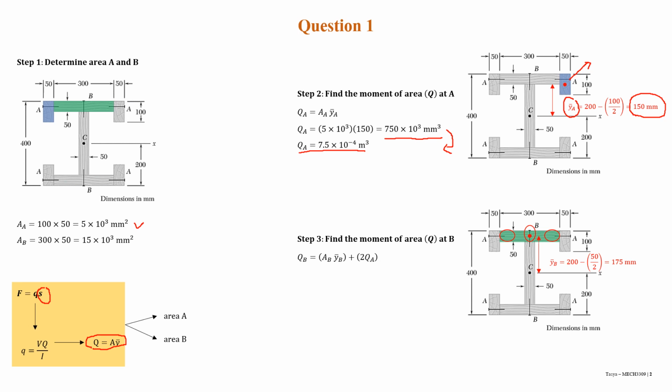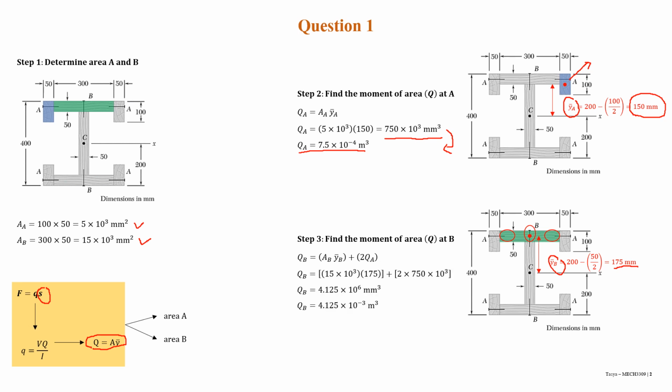Once again, since the area of B is known, we just need to find the YB. Same as the previous method, we need to find the distance from the initial axis to the centroid of area B, which is right in the middle of beam B here. So it will be 200 minus the height, 50 over 2, and the YB is 175 millimeter.